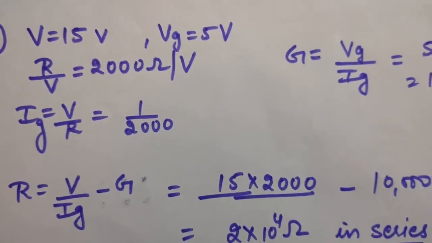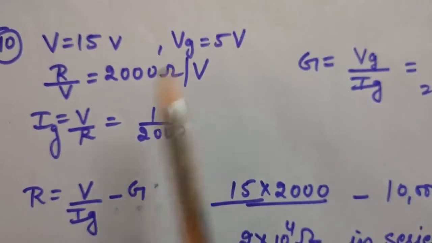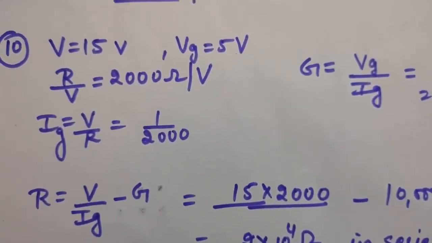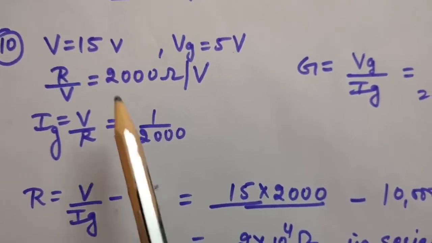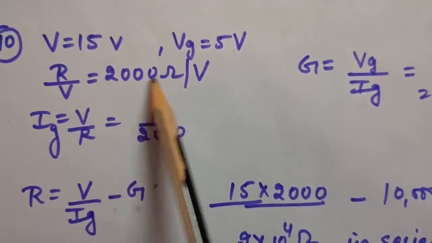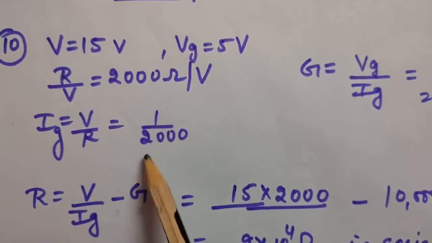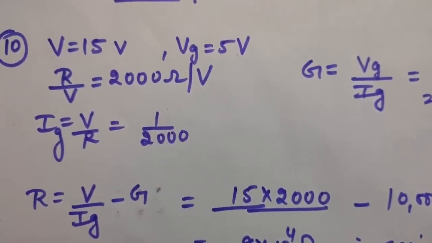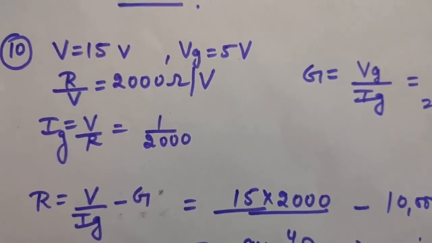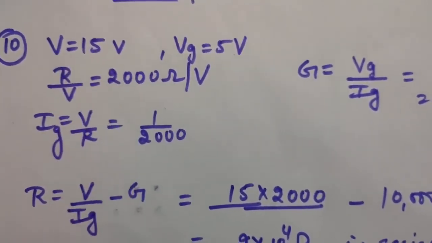It says a voltmeter reads 5 volt at full scale deflection, that is Vg is given to be 5 volts, and is graded according to its resistance per volt at full scale deflection as 2000 ohm per volt. That is, at full scale deflection R by V is given to be this much. So from here you can calculate Ig, that is current for full scale deflection, that is V by R, that will come to be 1 by 2000. Okay. So you have to calculate how you can convert it into a voltmeter which reads 15 volt at full scale deflection. So V is 15 volt, that is the range of the converted voltmeter.